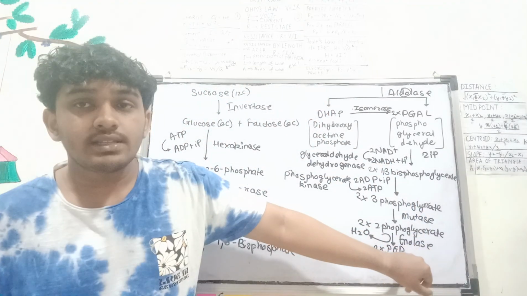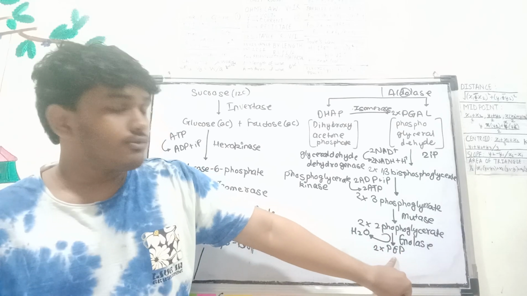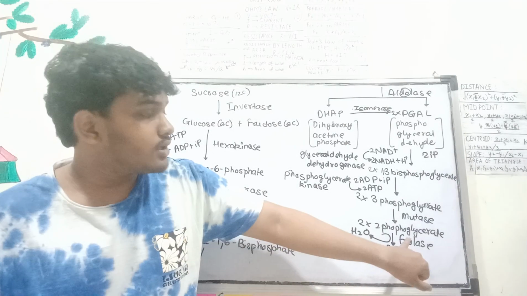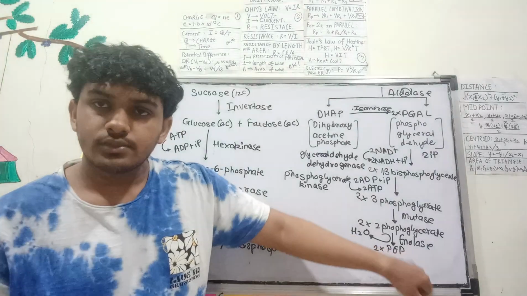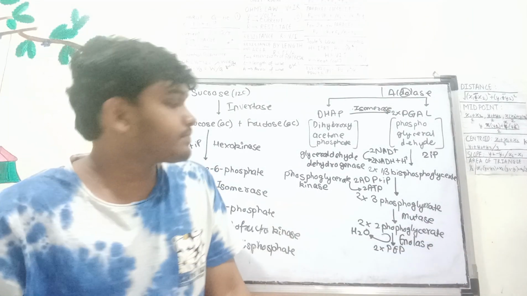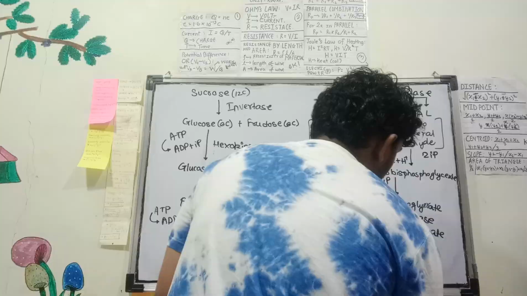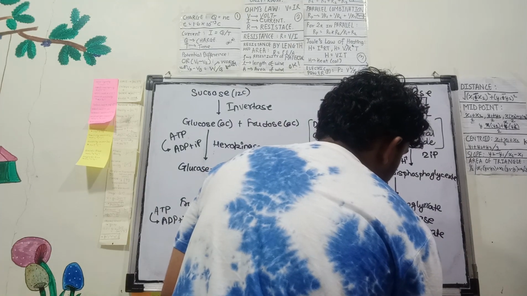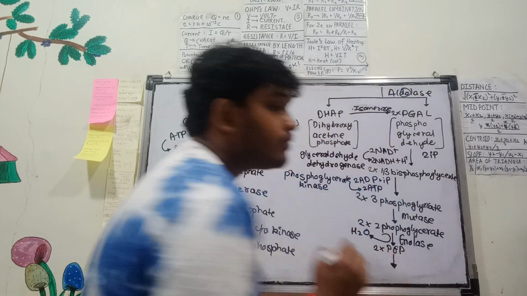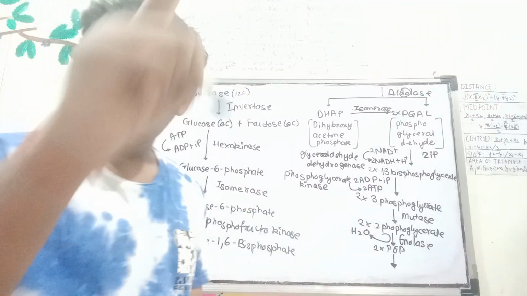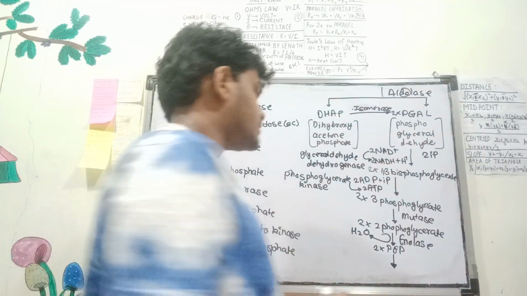Now how to remember this enzyme's name? What is formed? Phosphoenol pyruvate, enol. So here also enol. So enolase. I think it's easy. Now the last reaction of glycolysis is when 2-phosphoenol pyruvate converts into 2-pyruvate.